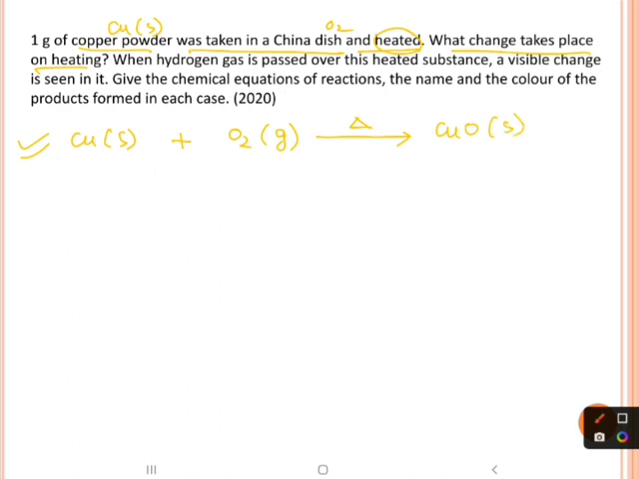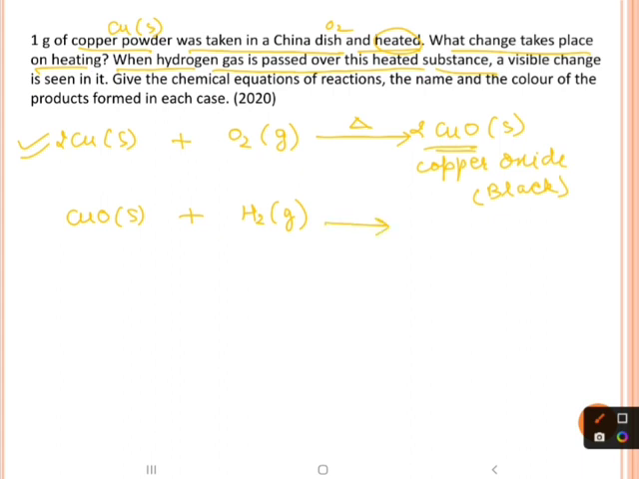Balance this given equation. We can balance this equation by putting 2 here and 2 here. Now this is copper oxide. This copper oxide is black in color. Now see, second question says that when hydrogen gas is passed over this heated substance, means they are saying when hydrogen gas passed from the copper oxide. You have here copper oxide in solid form and you have hydrogen gas. So when you pass hydrogen gas, visible change is seen in it.